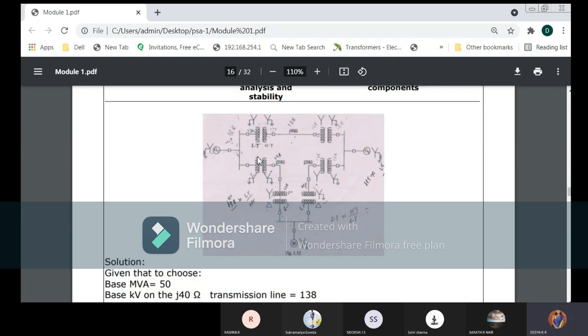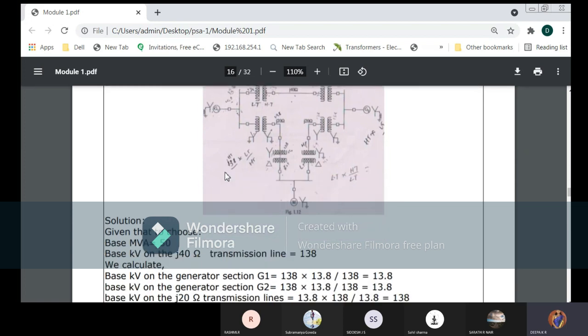HT value is how much? 138 or 113.8, how much is it on the transformer side? See here, for the base value of generator 1, the transmission line is given as 138, that is fine. At the same time, if you see the formula, this is existing on the LT side. We have to take the HT side value into the transformer ratio. So that is what we have written.